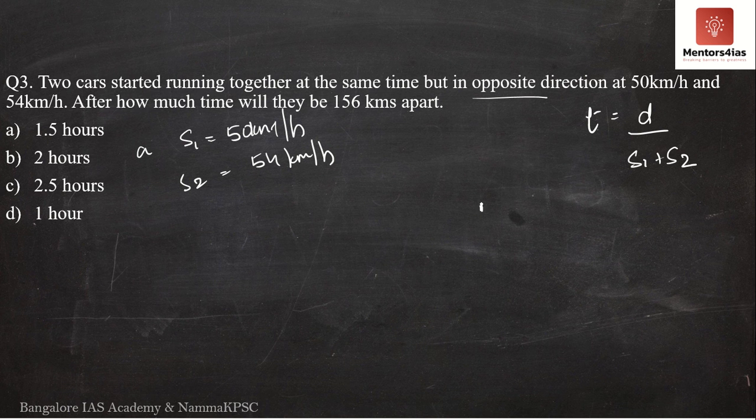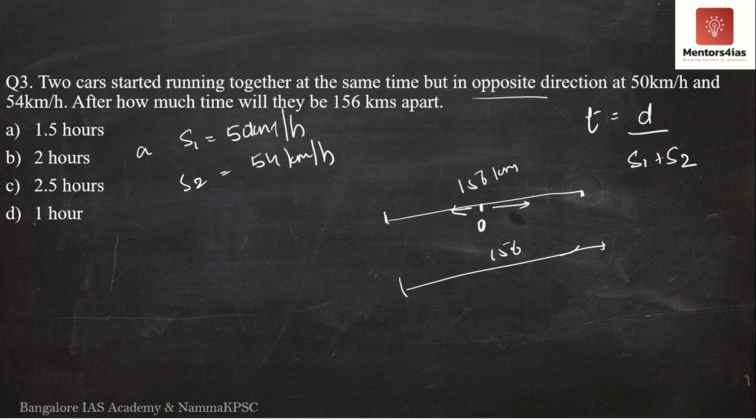So what they're saying is that both of them are at origin. One car will move in this direction, the other car will move in this direction. So after how much time will they be 156 kilometers? This is as good as saying they are already 156 kilometers apart. After how much time will they meet? Instead, they have just twisted the question saying that they are together. How much time will they take to move away from each other for a distance of 156 kilometers?